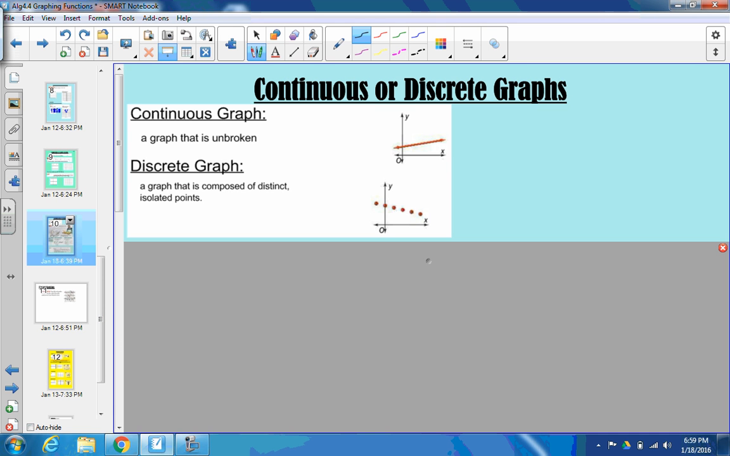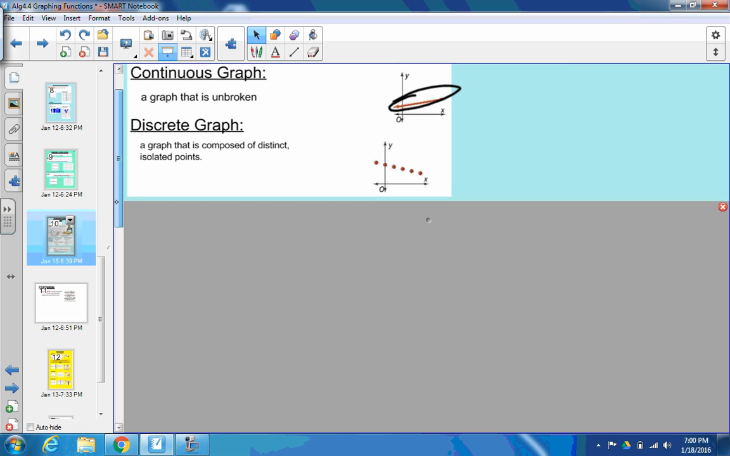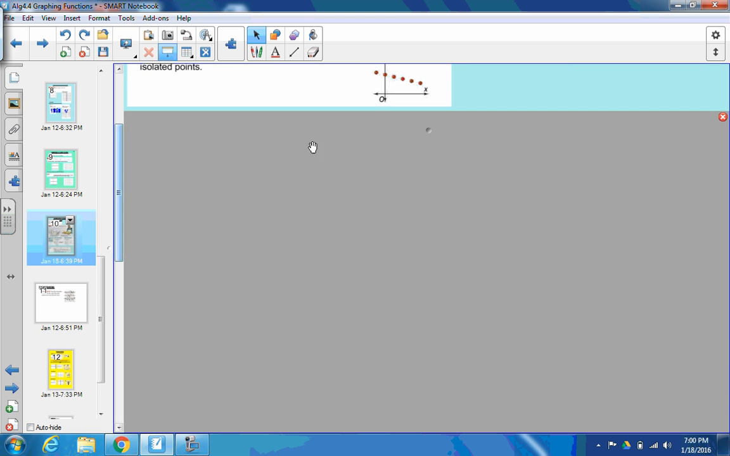So in the last video, we talked about what these two are. A continuous graph is a graph that is unbroken, or it just continues like that. You look here, there's no breaks in this graph. But a discrete graph is a graph that is composed of distinct isolated points. So right here we have distinct points. They wouldn't continue from point to point. Now when we talk about linear equations, they always continue, but these discrete graphs, depending on the situation, might not make sense to continue between the points.